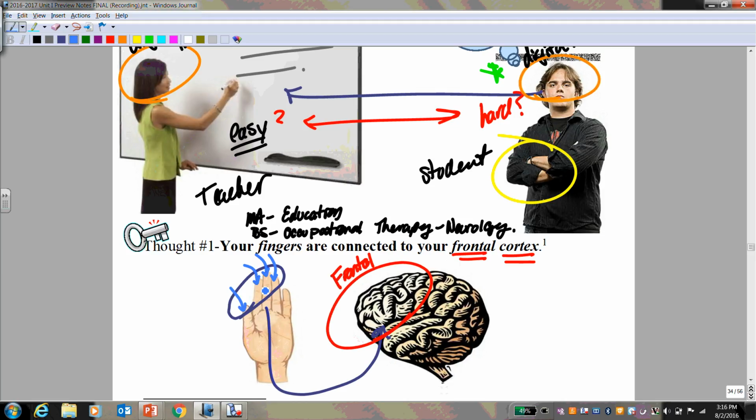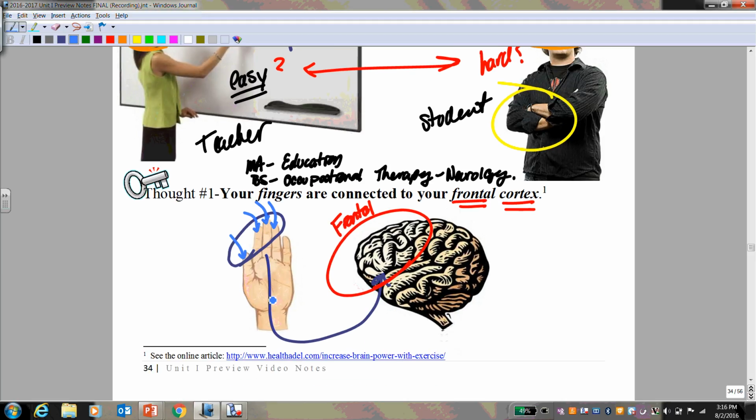Now, if this sounds a little strange, you and your parents are welcome. I have every single one of these key thoughts footnoted. You're welcome to click or look up these footnotes so that you know I'm not totally crazy right now. But the nerve endings on your fingers help you process information in the frontal cortex of your brain. That is the conscious thinking part of your brain. We process information through our fingertips.